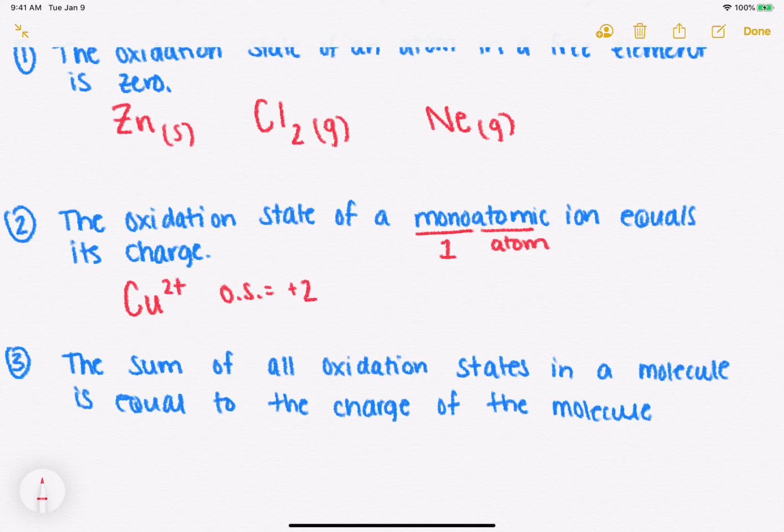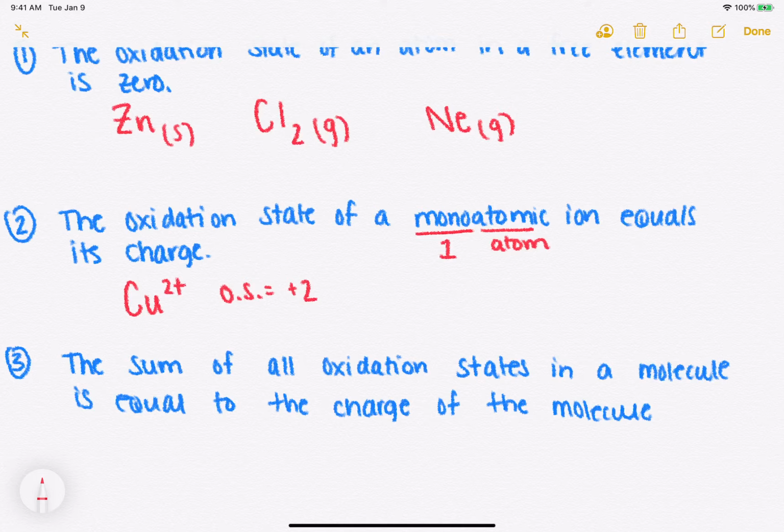Side note, we usually write charges with the number and then the charge. Oxidation states, we usually write the charge and then the number. It doesn't really matter all that much. If you forget, I'm not going to mark one or the other wrong. But that's just the accepted way of writing these.